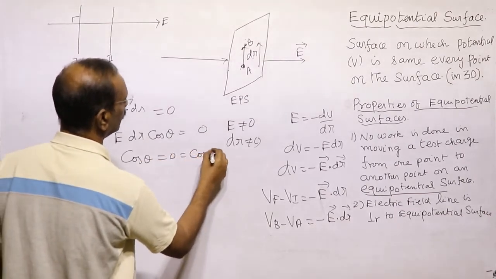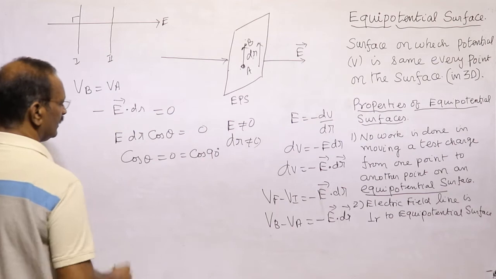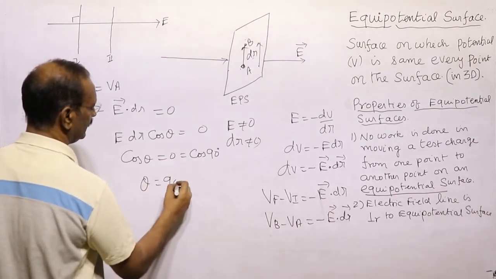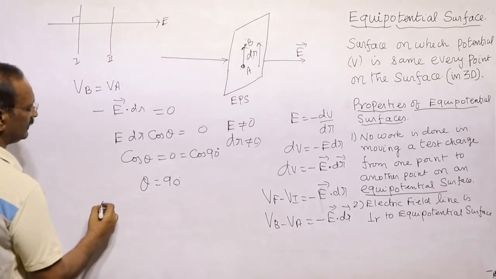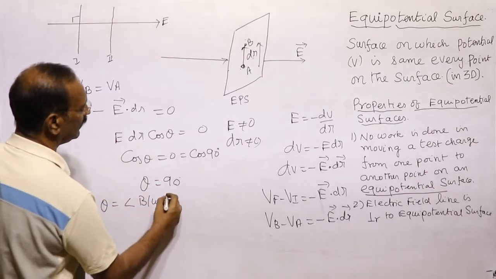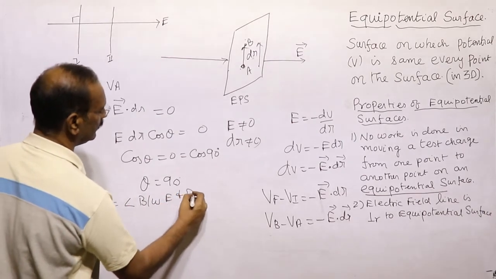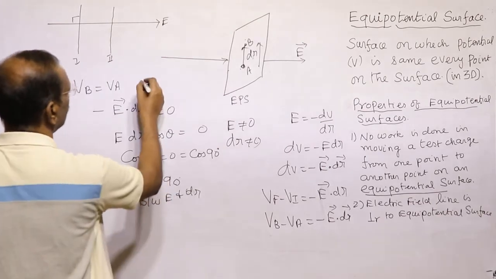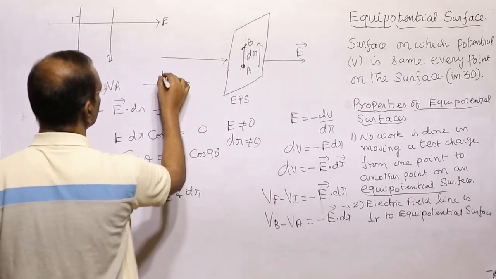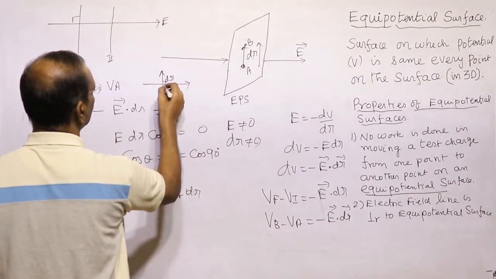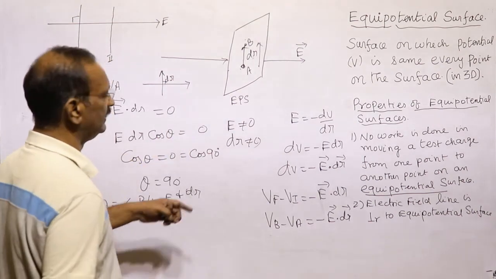it means cos theta has to be 0. Cos theta is equal to 0 at cos 90 degree, or theta is equal to 90 degree, where theta is the angle between E and dr. This is the way electric field is going, this is the way the distance dr vector is, and the angle between E and dr is 90 degree.